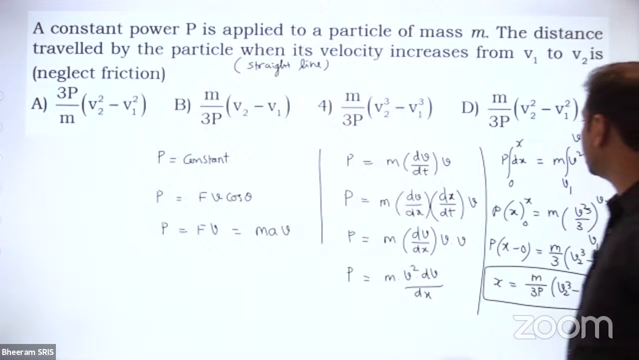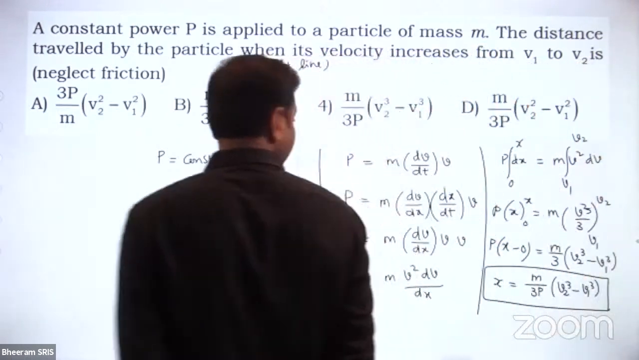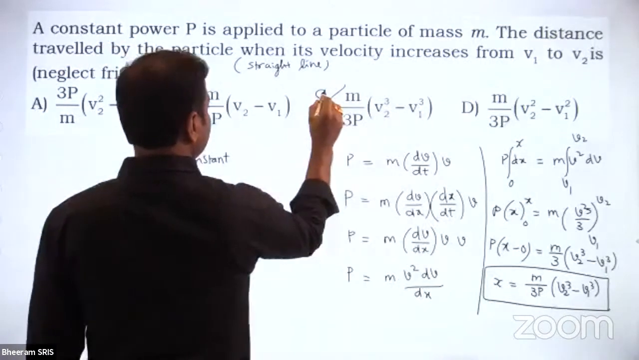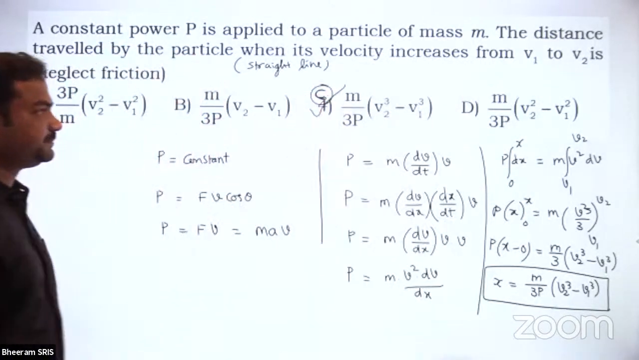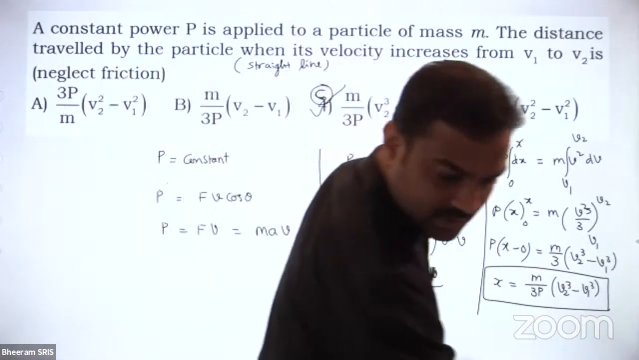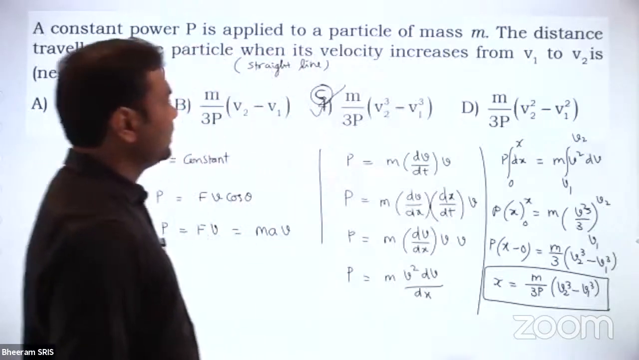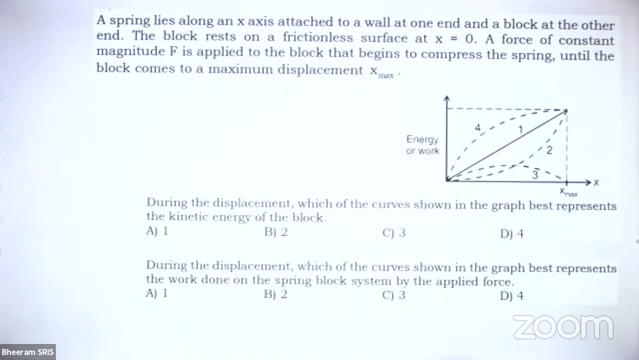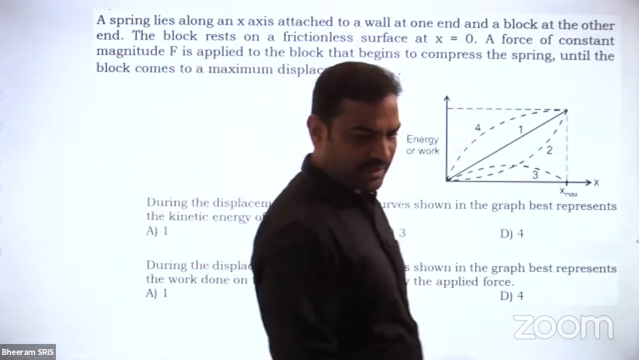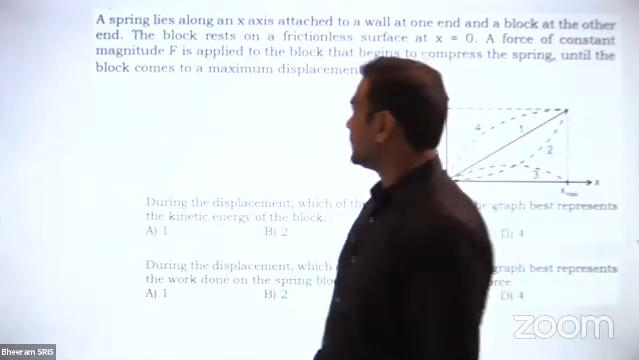So what would be the answer? M by 3P into v2 cube minus v1 cube. So this is C actually. Option C. Okay? So let us see the other questions. Yeah, this is a paragraph question. This is the easiest question. I don't know how many of you identified this one is easy, but okay, let us see.